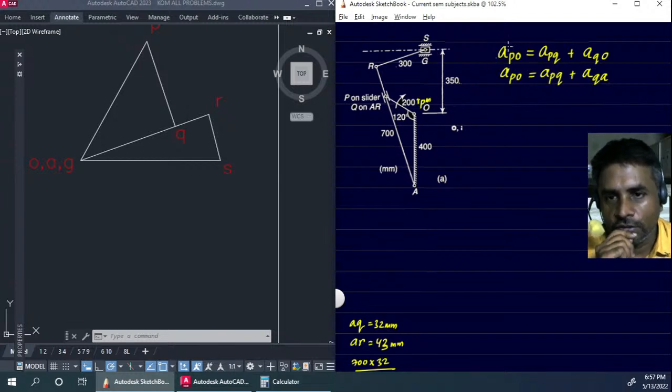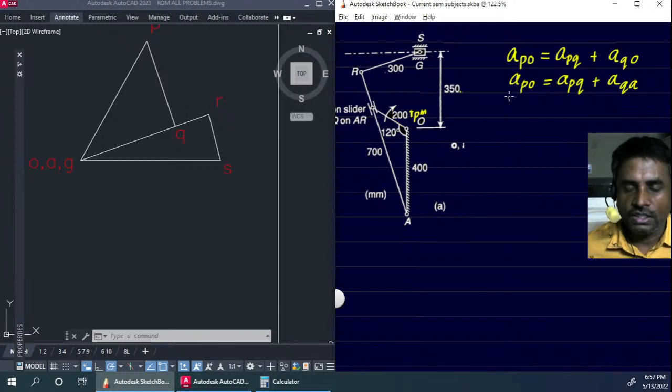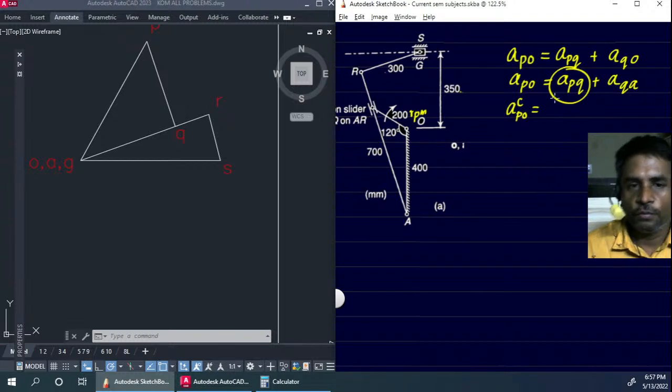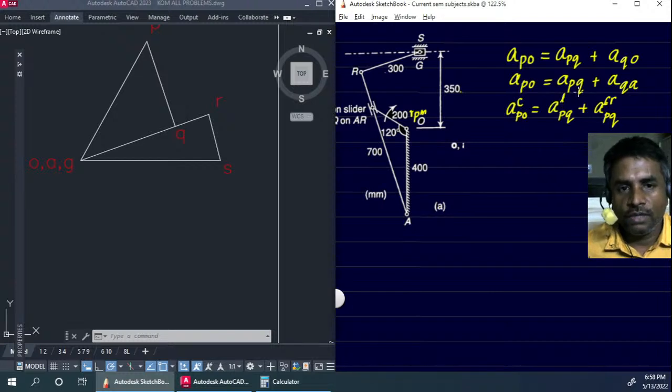Now upon closely watching this, we can see clearly that acceleration of P with respect to O, since the velocity here is constant, we will only have the centripetal acceleration of P with respect to O. Whereas acceleration of P with respect to Q will have two components: the first is the linear component of acceleration of P with respect to Q, and we will have the Coriolis component of P with respect to Q. So both these will combine to give us the total acceleration of P with respect to Q.